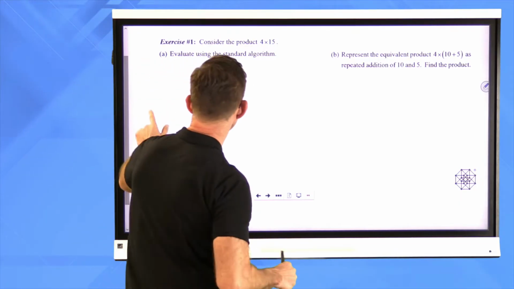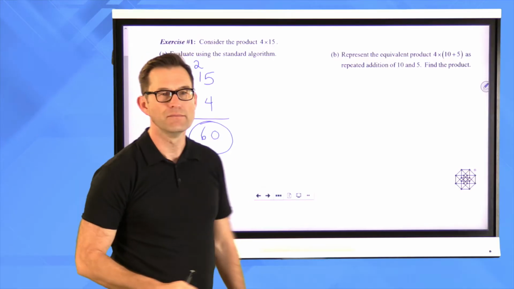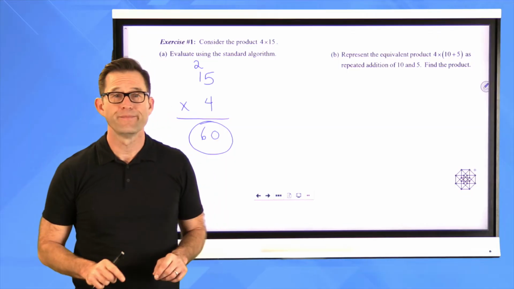So here we go. If I was going to do this the long way, I'd say, I've got 15 times 4, and I'd do 4 times 5 and I'd get 20. I'd carry the 2 and I'd do 4 times 1, which is 4, plus 2, which is 6. And so I'd get 60. And there's nothing wrong with that. Now let's take a look at letter B.